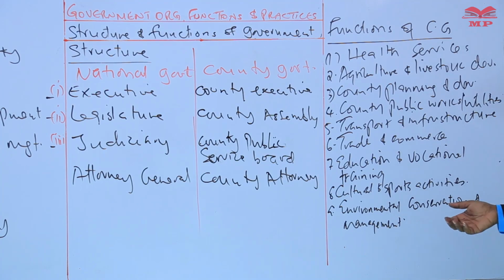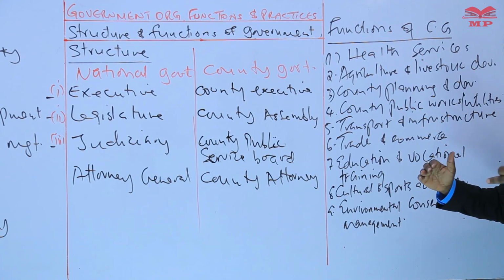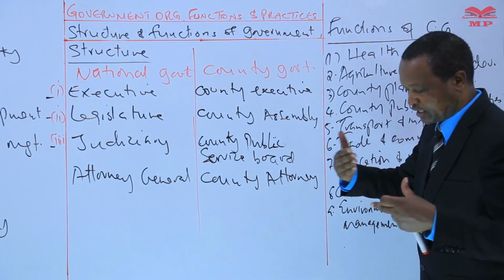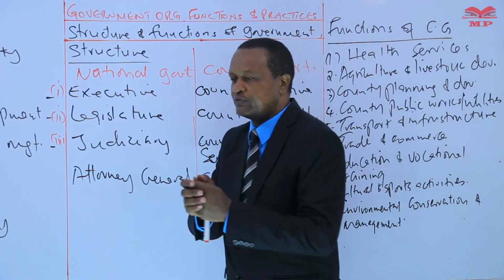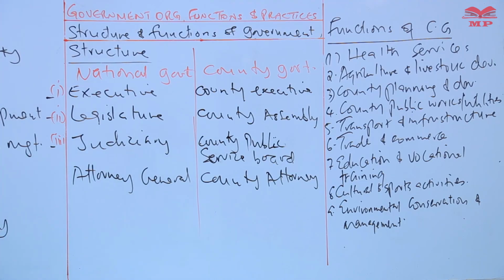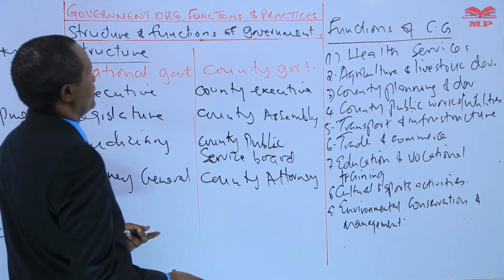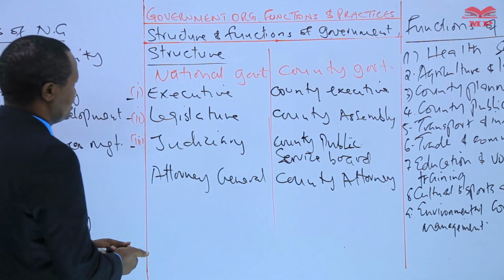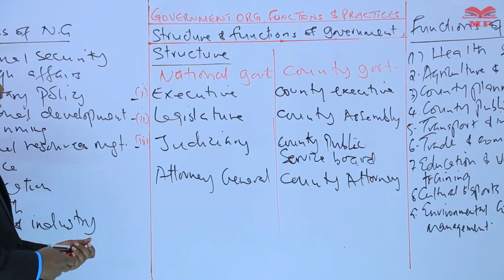And candidates, the functions of the county governments in Kenya are designed to promote the well-being of the people at the county level, and also to ensure that the county is governed in a manner that is transparent, accountable, and also responsive to the needs of the people. That will mark the end of today's lesson, where we have studied the structure and the functions of the government. In Kenya, we know that there are 2 levels of government, the national government and the county government.